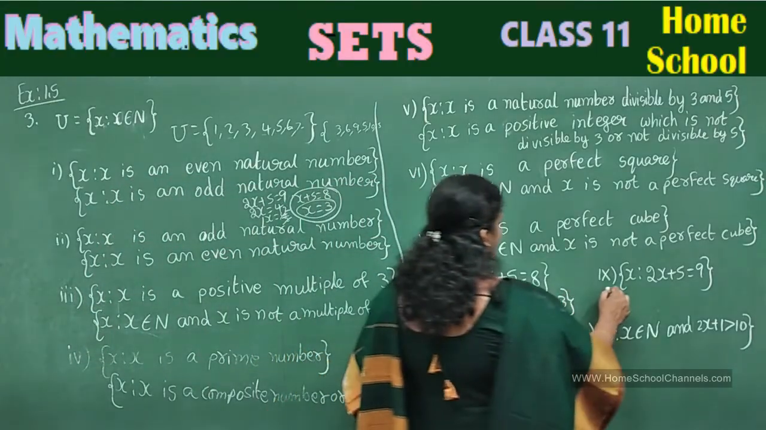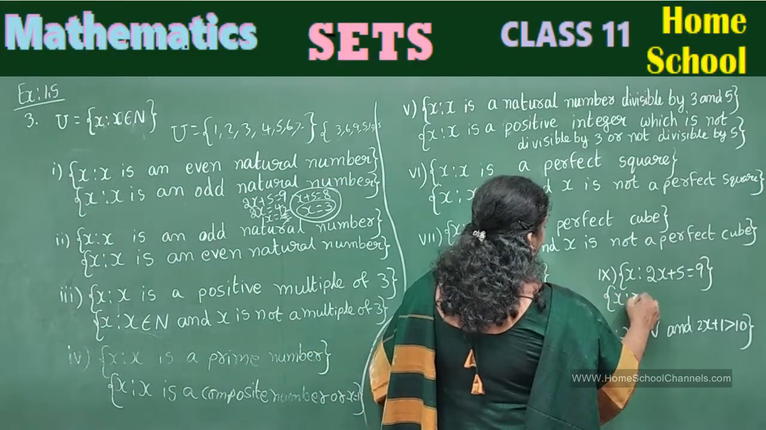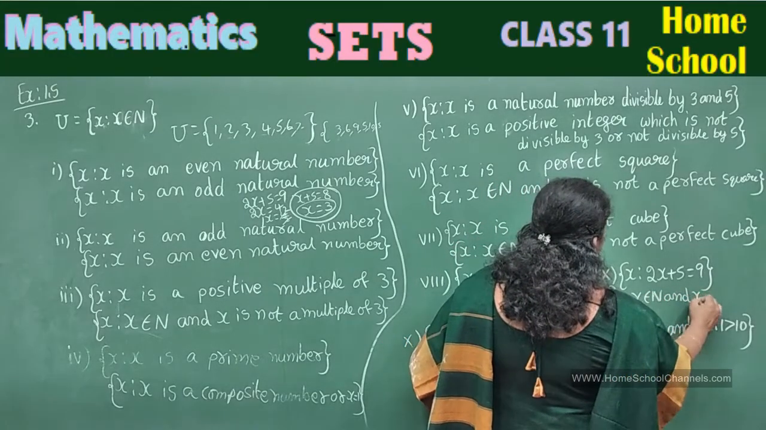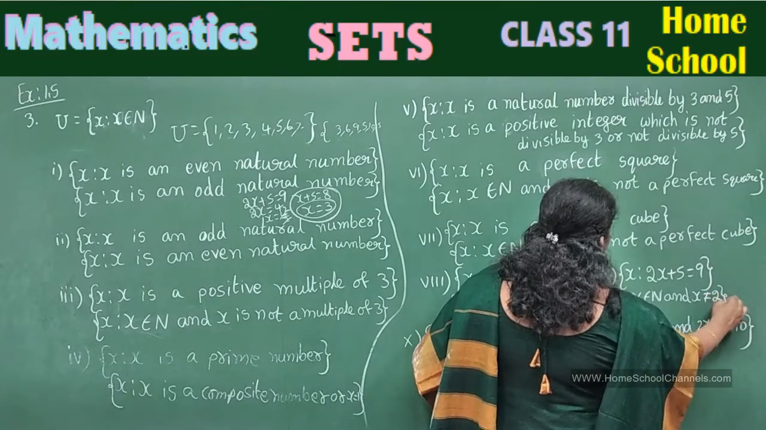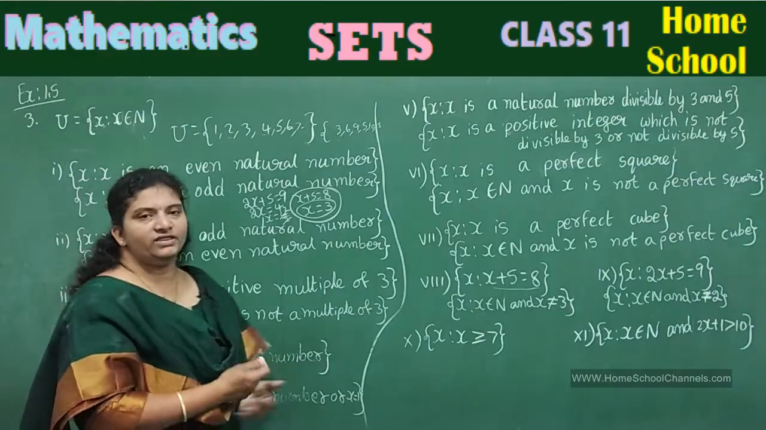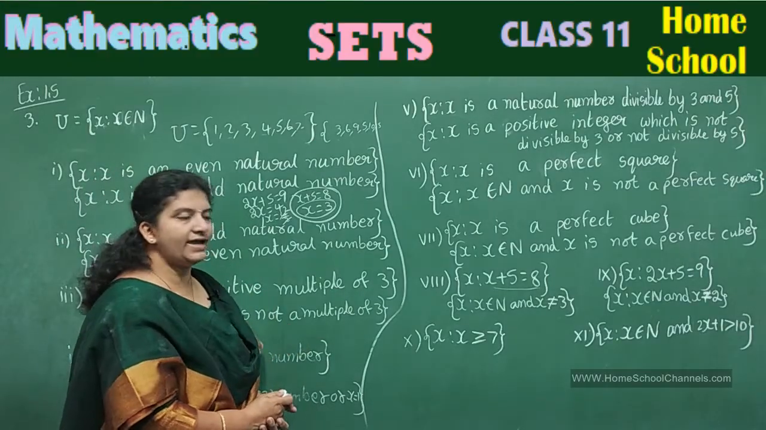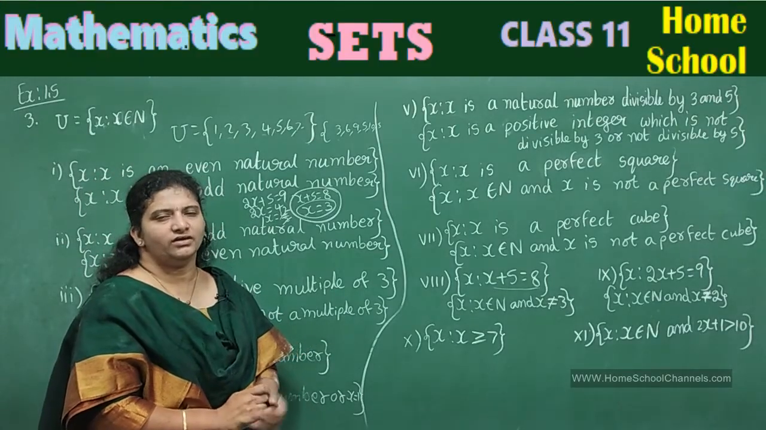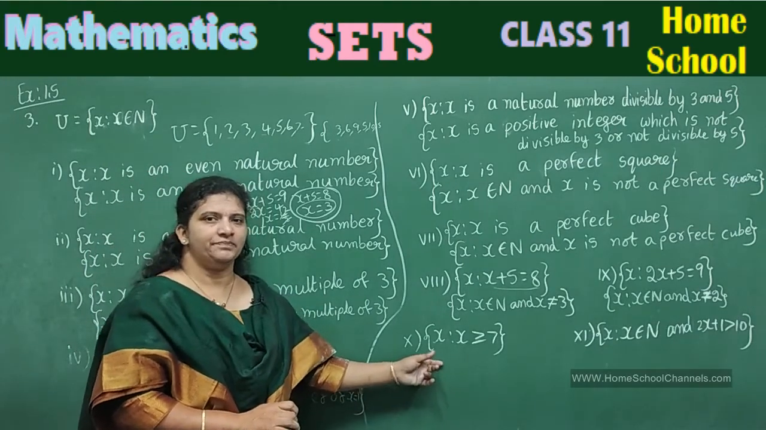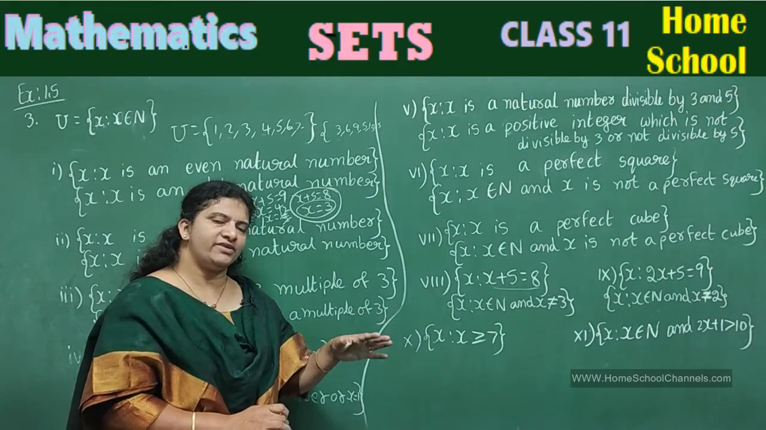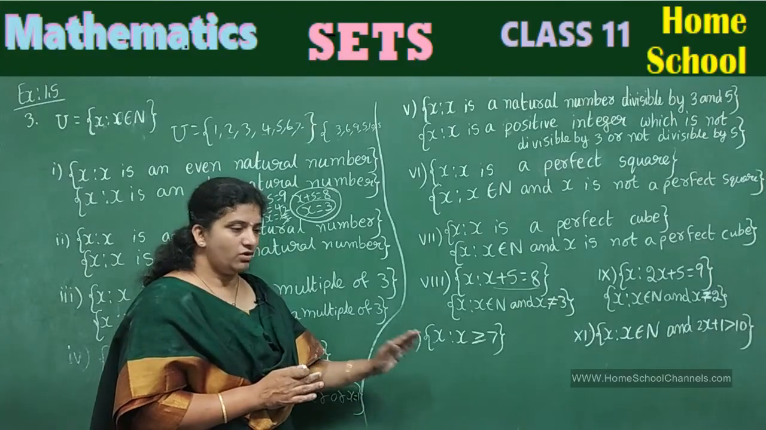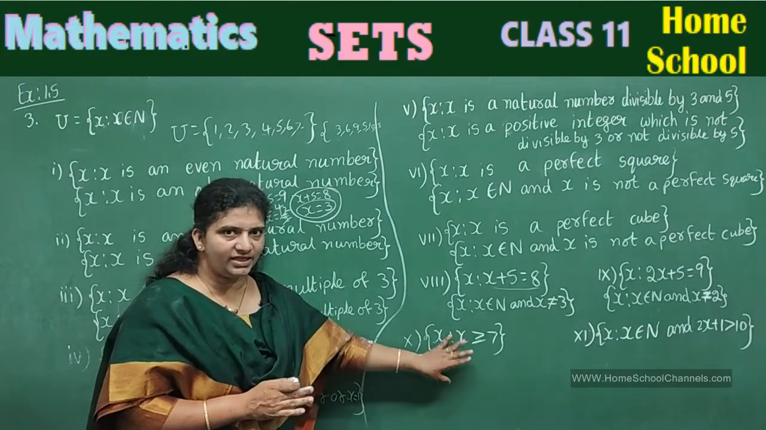How to write this one? Set of all x such that x belongs to natural numbers and x is not equal to 2. The tenth one: set of all x such that x is greater than or equal to 7. First understand this set. Greater than or equal to 7 means 7, 8, 9, 10, and so on you are going to get. So from 7 onwards you will have the elements in this set.